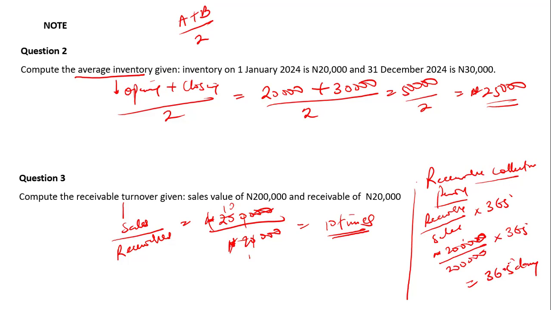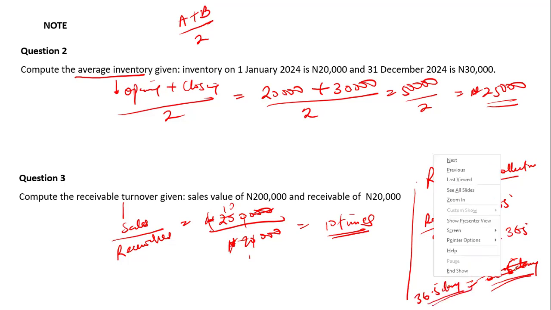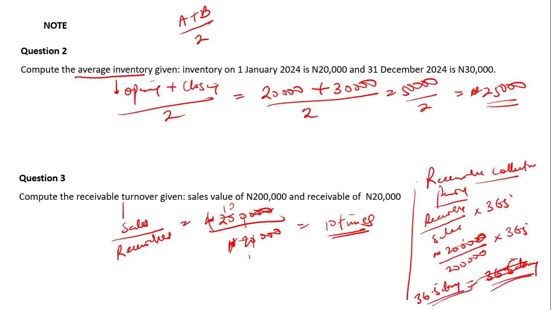Confirm, because in accounting we don't have fractions of days lost, so let me write it out very well: 36.5 days. So that is it. Are we together? So that is it.